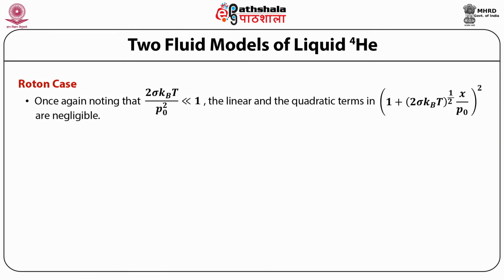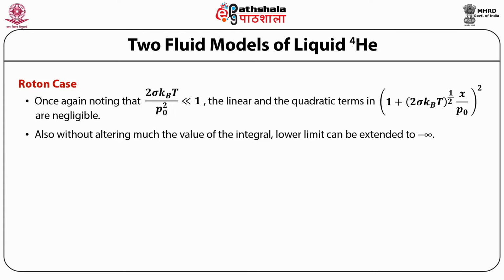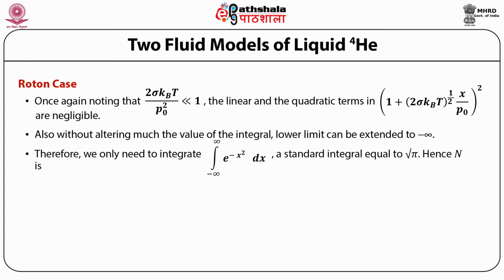Once again noting that 2 sigma k_B T upon p naught square is very much less than 1, the linear and quadratic terms in (1 plus (2 sigma k_B T) raised to power half multiplied by x upon p naught) whole raised to power 2 are negligible. Also, without altering much the value of the integral, the lower limit can be extended to minus infinity. Therefore, we only need to integrate the integral from minus infinity to infinity of e raised to power minus x square dx, a standard integral equal to square root of pi.